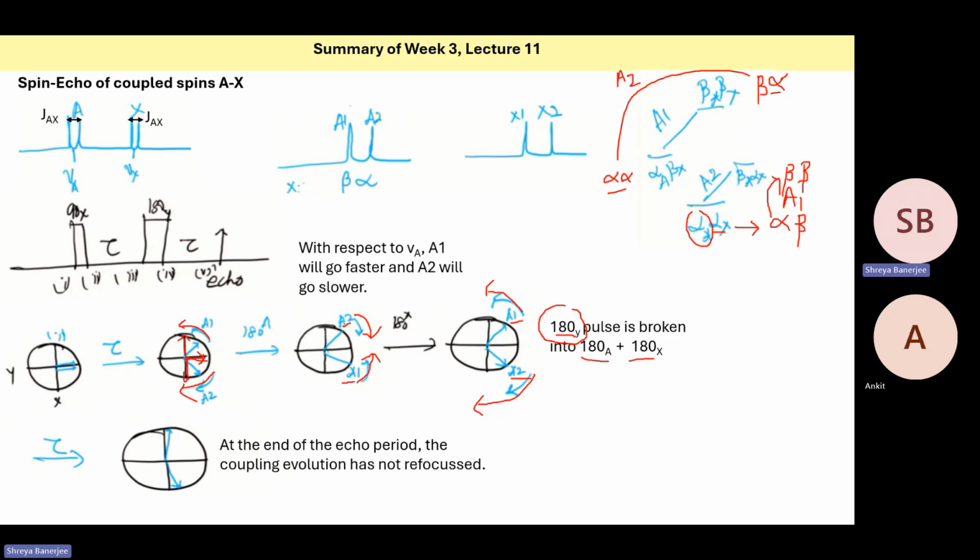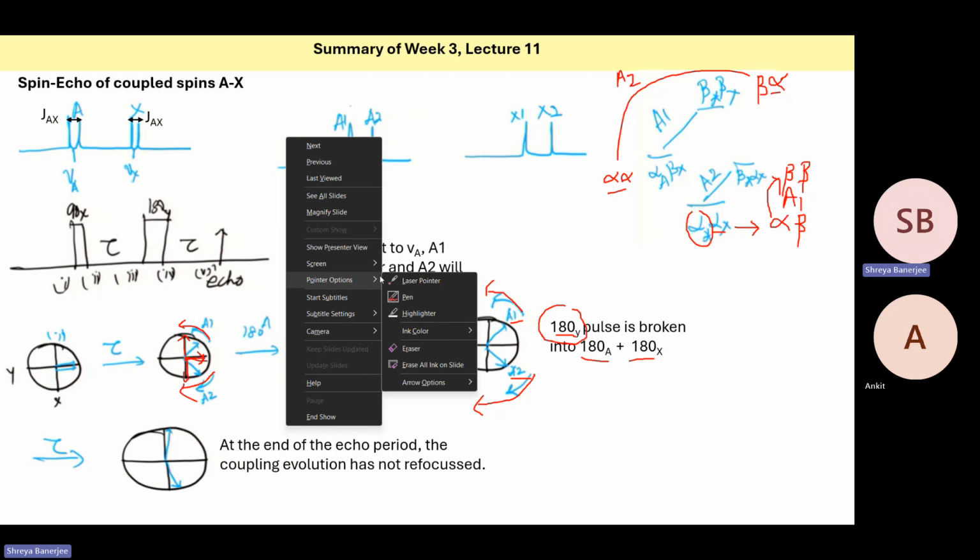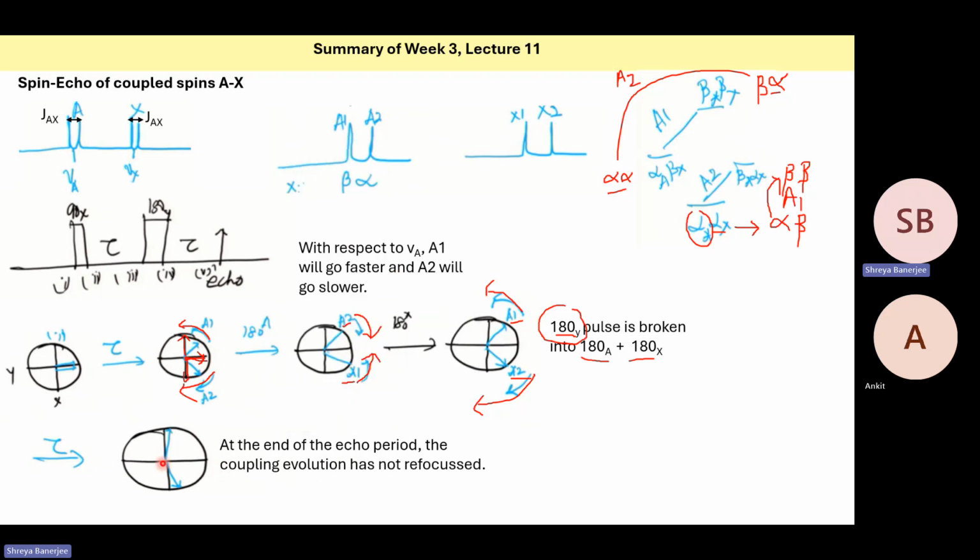Now when you allow it a time tau, you can see there is no refocusing of A1 and A2. A1 and A2 will continue to diverge even more. So at the end of the spin echo period, this coupling has not refocused. When you have two coupled spins, A and X, they will remain coupled after the spin echo phenomenon. They will not refocus back into a single spin.